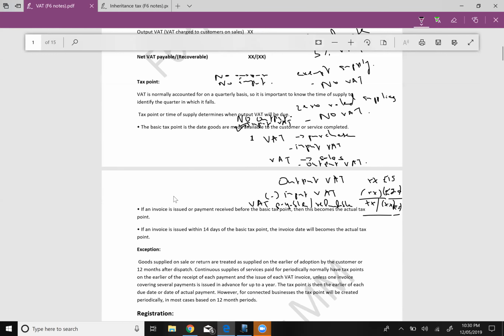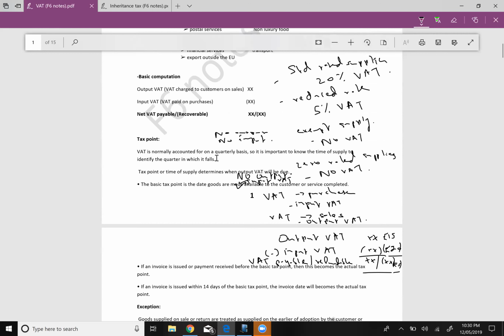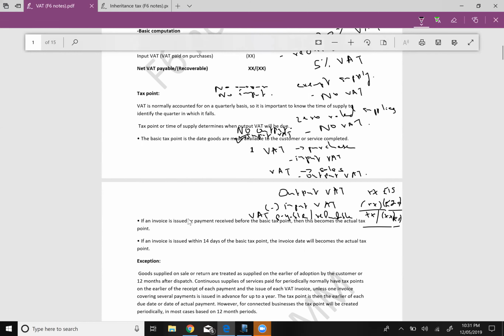Now just look over here. It says VAT is normally accounted for on a quarterly basis. So it is important to know the time of supply to identify the quarter in which it will fall. So we have to pay VAT on a quarterly basis. It says tax point or time of supply determines when output VAT will be due. The basic tax point is the date goods are made available to the consumers or the service is completed. That is the basic tax point.